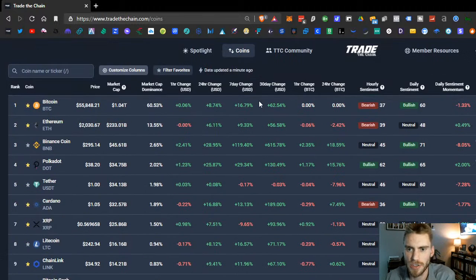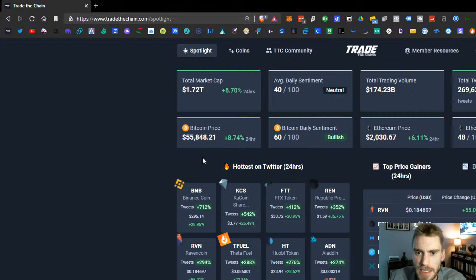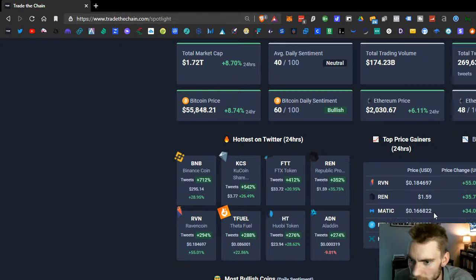So this is the Trade the Chain dashboard. Spotlight. This is just an overview of the markets. Gives you a good idea of where things are at in general. Wow, Ren, I own that. Good day. And I also own Matic.